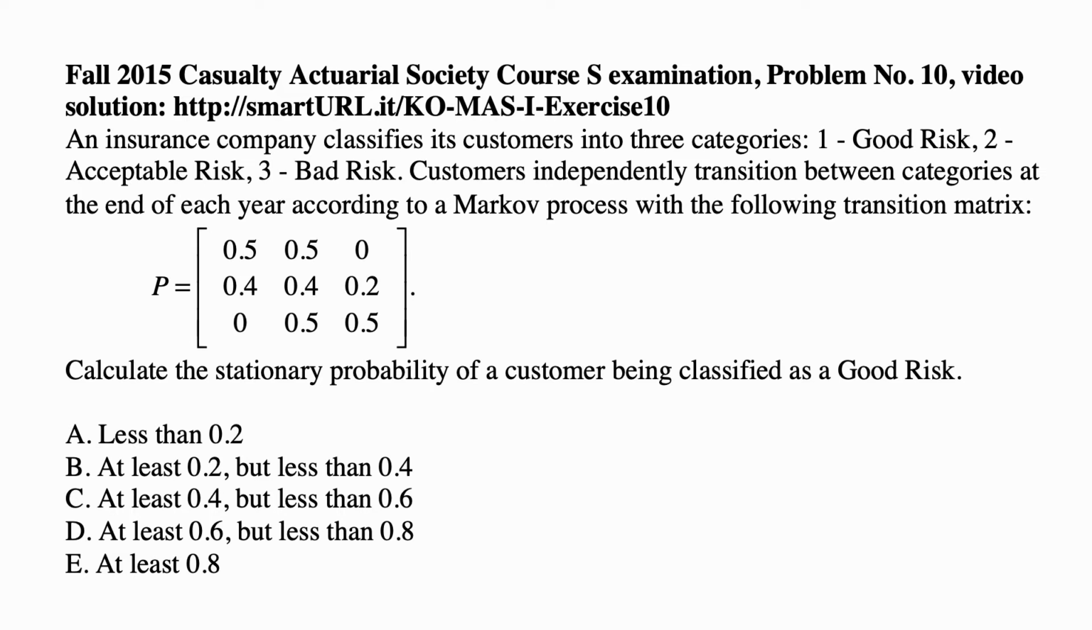Transition from bad risk to good risk has probability 0. Transition from bad risk to acceptable risk has probability 0.5. And transition from bad risk to bad risk has probability 0.5. Calculate the stationary probability of a customer being classified as a good risk. Now remember, stationary probability is the limiting probability. It's the pi 1 in this case. The limiting probability of ending up in a given state.